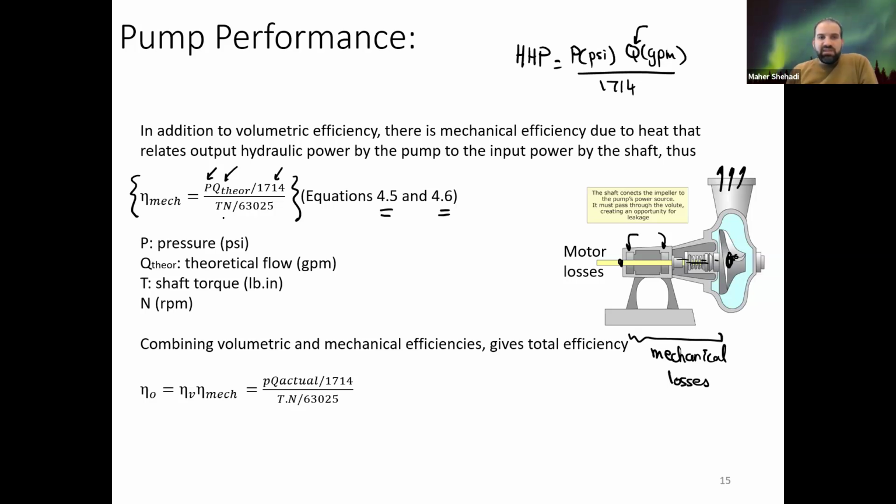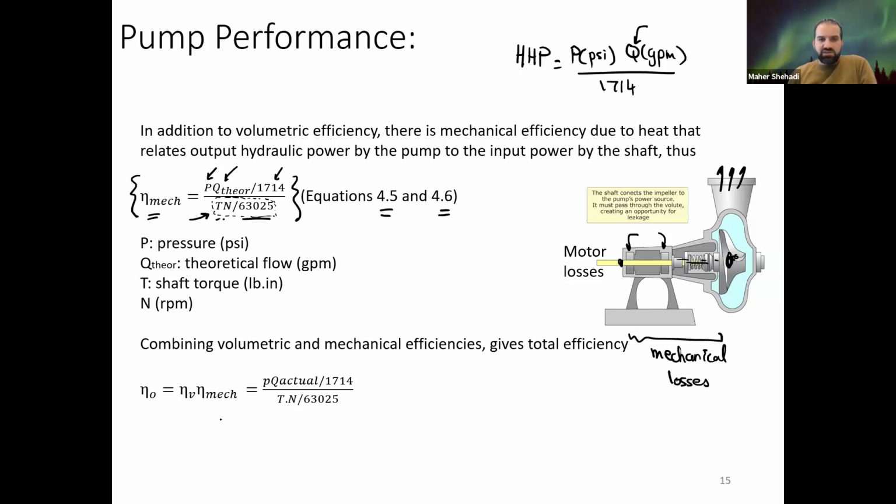But then we have Tn over 63,000, or 63,025. That's actually the mechanical power. So it's the hydraulic horsepower out, the theoretical one out, divided by the mechanical power in. If you use Q theoretical, that's the design. That's what defines my mechanical efficiency.